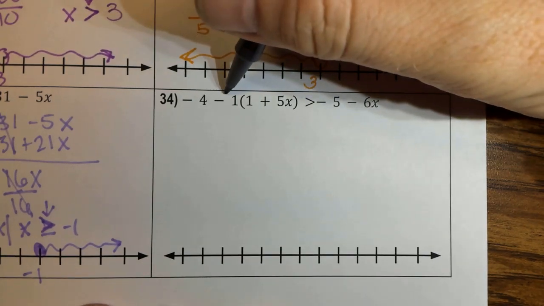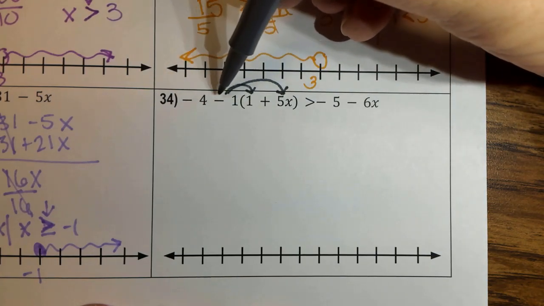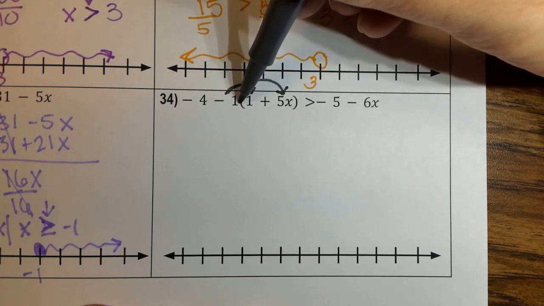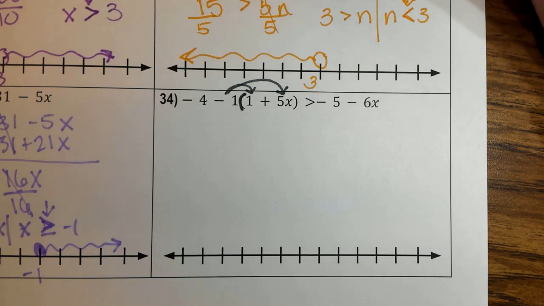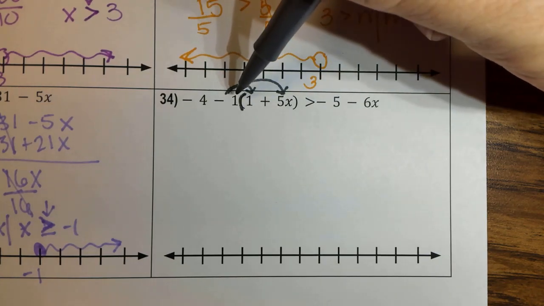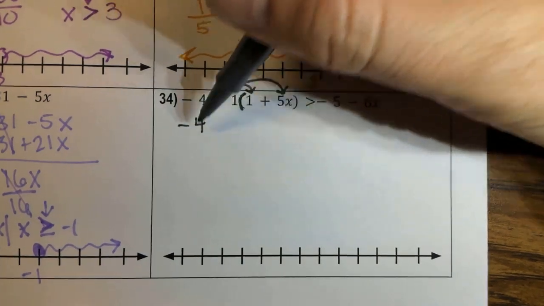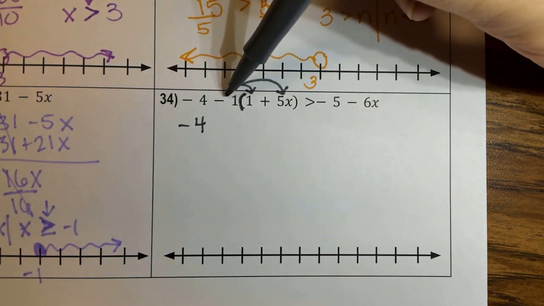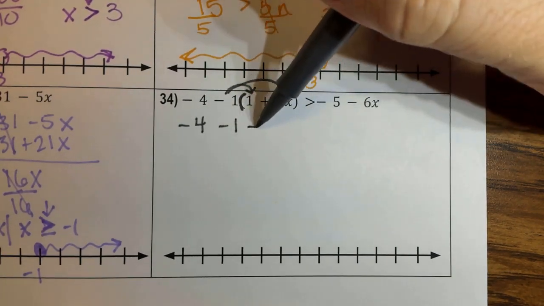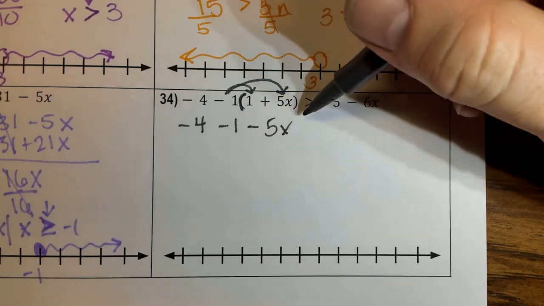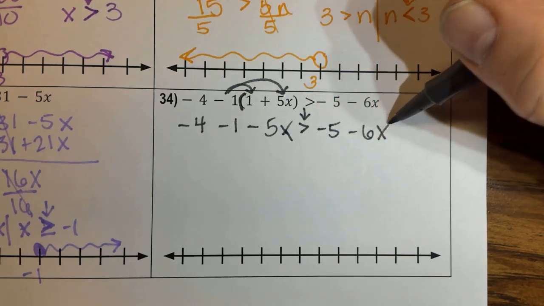Look, parentheses, I have to distribute. So remember, even though I have a number here and a number here, I have to multiply this one because it's right next to the parentheses before I can add or subtract anything else, okay? So you always have to multiply the parentheses first before you can do anything else to it. So the negative 4 gets dropped down. Negative 1 times 1 is negative 1. Negative 1 times 5x, negative 5x. And then everything else gets moved down. Can't do anything yet.